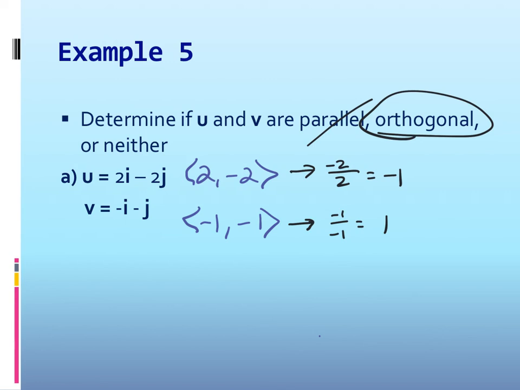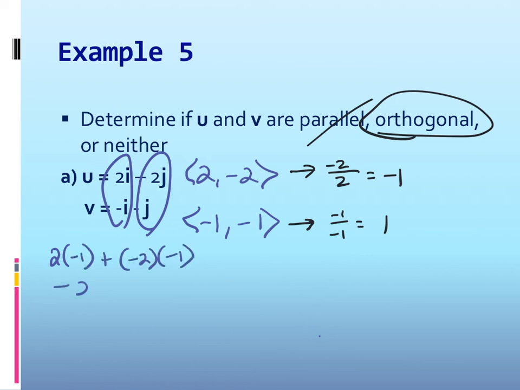Yep. And you could also use the dot product to check it, right? So 2 times negative 1 plus negative 2 times negative 1, negative 2 plus 2, 0. So the dot product would be 0. In a question, if it just said, are they orthogonal, then I could do the dot product and be done with it. But if it's saying are they orthogonal, parallel, or neither, I still need to know the slopes to see if they're parallel. So that's why I would say you can use the slopes. And if neither of these are true, then it's neither.